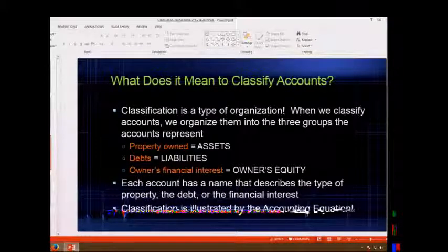Each account has a name. That name needs to be descriptive so that I can figure out what it means, right? Cash tells me that's money, right? Accounts receivable means that I need to receive money for that, right? Accounts payable means that I need to pay money for that. And so the account names are very important.